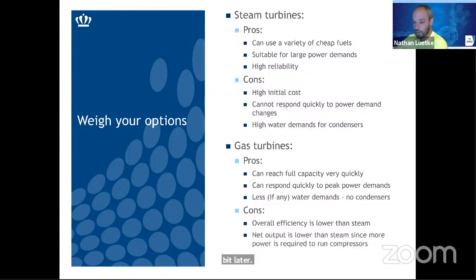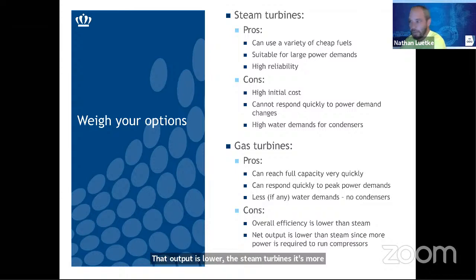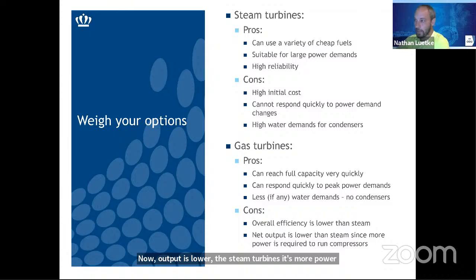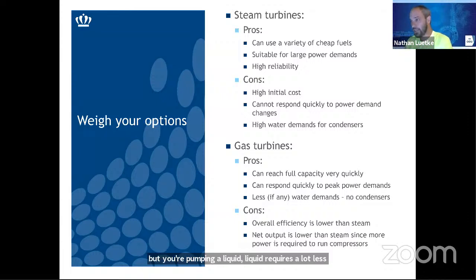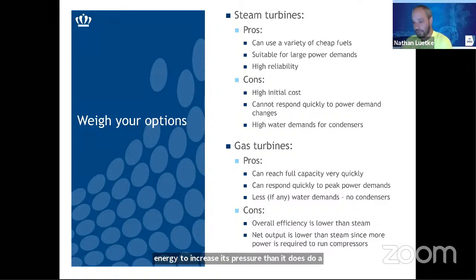Net output is lower than steam turbines since more power is required to run the compressors. Basically, in a steam turbine, you do need power to run the pumps, to pump the liquid back to the boiler, but you're pumping a liquid. A liquid requires a lot less energy to increase its pressure than it does to increase the pressure of a gas. And in a gas turbine, you're increasing the pressure of air before you mix it with the fuel.